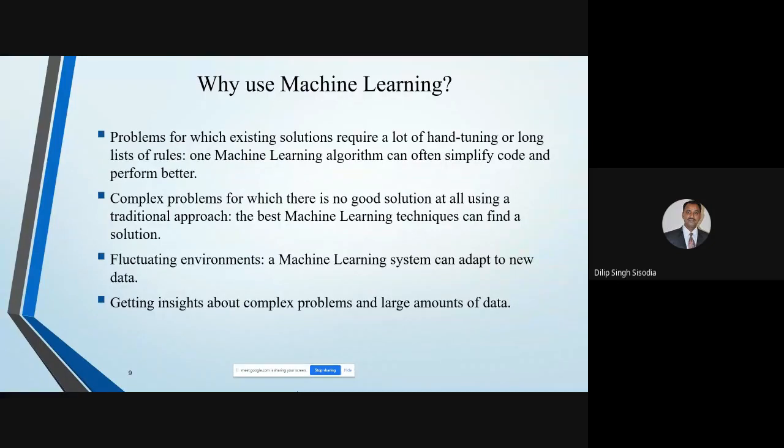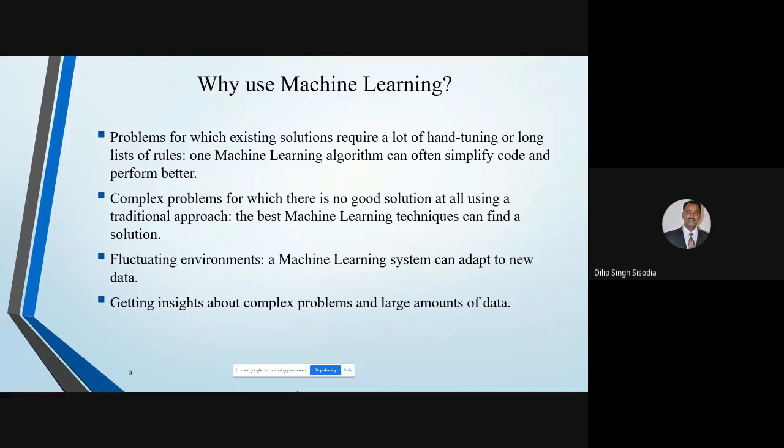Problems for which existing solutions require a lot of hand tuning or a long list of rules: a machine learning algorithm can often simplify code and perform better. Complex problems for which there is no good solution at all using the traditional approach: the best machine learning techniques can find a solution. Fluctuating environments: machine learning systems can adapt to new data. Getting insights about complex problems and large amounts of data, we use the machine learning algorithm.